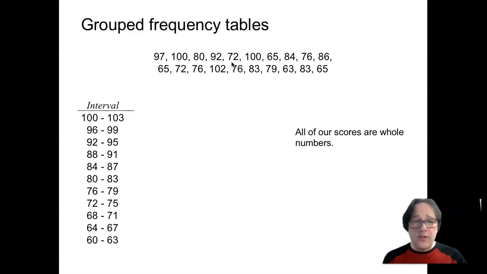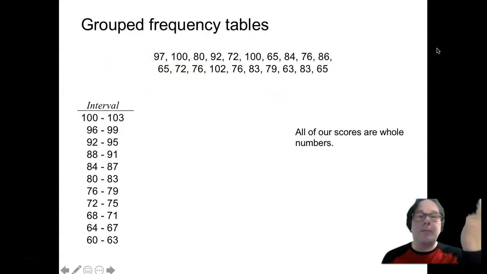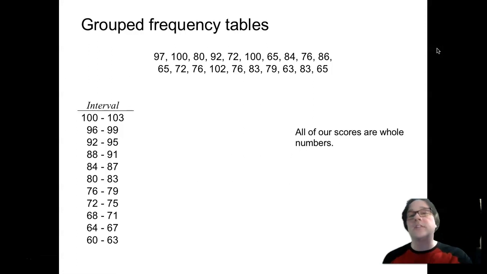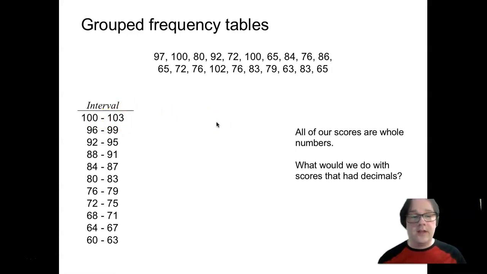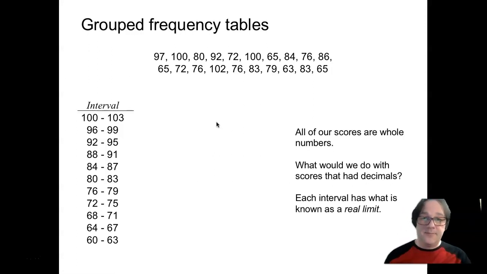So all of our scores here are whole numbers, and all of our exam scores are whole numbers. But what would happen if you had decimals in here? What if someone scored a 97.5? Well, we know where they would fall. But what if they scored a 99.4 or a 99.6? Do they go in this class interval, or do they go in that class interval? Well, these class intervals have something that are known as real limits.